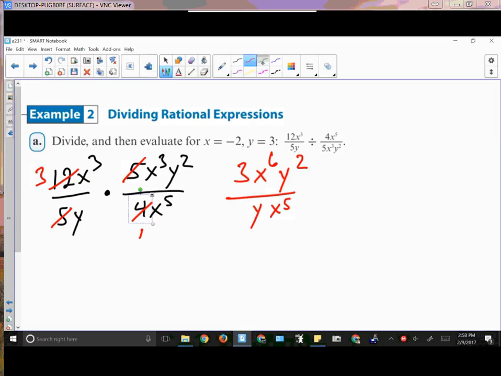Now, last bit of canceling. I have 2 y's up here, I have 1 y down here. So this y disappears, and I only have 1 left here. I have 5 x's down here, 6 x's up here, so 5 of these cancel out with 5 of them up there, and I'm left with 1. So the final answer for this thing looks like this, 3x.